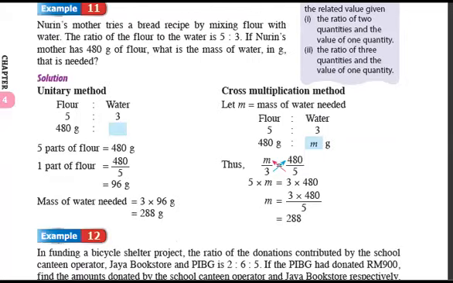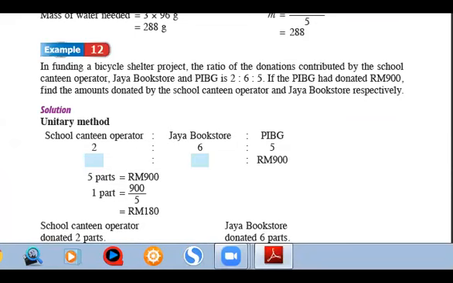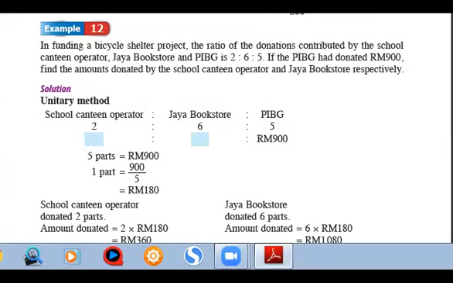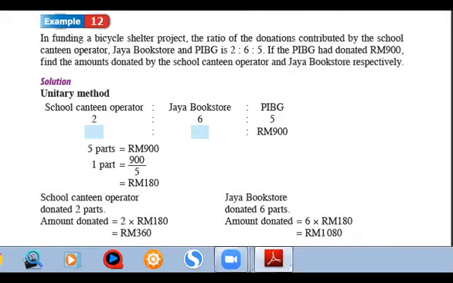Okay, so my example 12 here actually is very easy. They're talking about the same thing actually, which means I give you the ratio, I give you some of the value, then you have to calculate the other values that I didn't give you. Okay, we will see the question here.